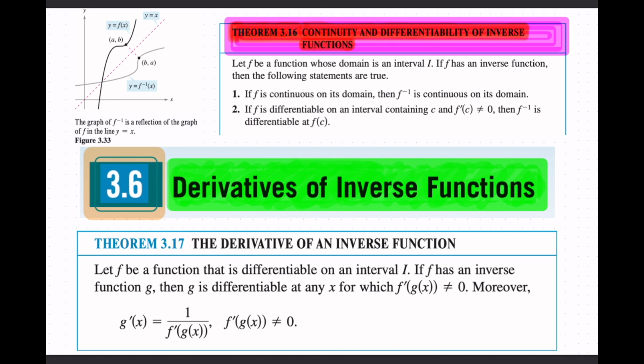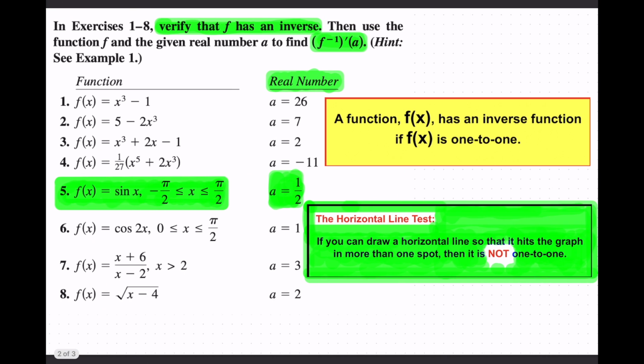Here's the definition: the derivative of an inverse function. Let f be a function that is differentiable on an interval I. If f has an inverse function g, just keep in mind g is the inverse function, then g is differentiable at any x for which f prime of g of x does not equal 0. Keep in mind, once again, g is the inverse function.